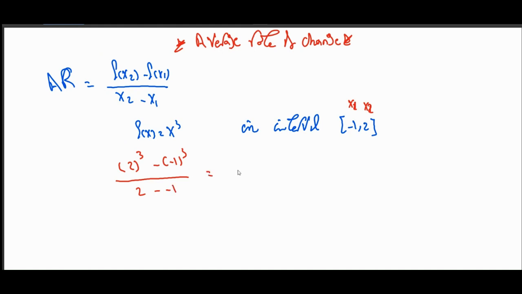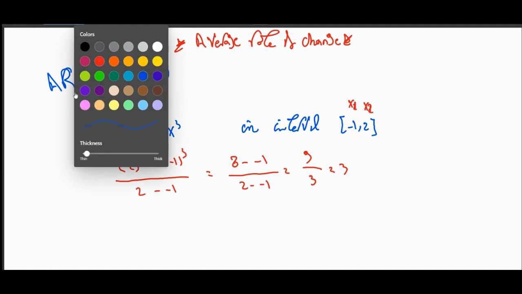It gives you 2 to the power of 3 which is 8, minus negative 1 to the power of 3 which is negative 1, over 2 minus negative 1. 8 minus negative 1 gives 9 over 2 minus negative 1 which is 3. 9 over 3 which is 3. Another example to confirm it.